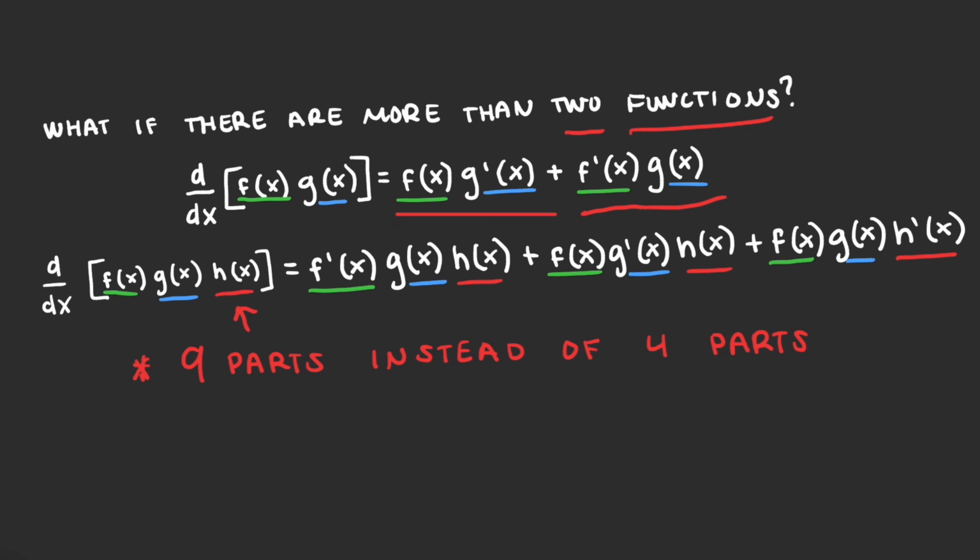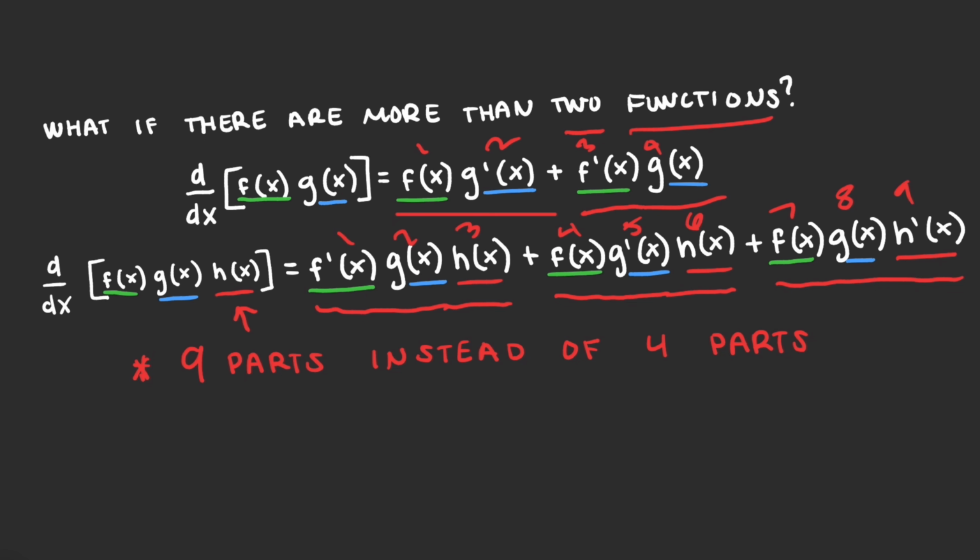So here we have f prime of x times g of x. That's exactly like our original, but we're going to add this third function, which is h of x. For the second part, it's f of x times g prime of x. Again, that's exactly how our original product rule was written. We're just going to add an h of x. And then for the final part, it turns into f of x times g of x times h prime of x. So we originally had 4 parts, which is 1, 2, 3, 4, and then it turns into 9 parts. 1, 2, 3, 4, 5, 6, 7, 8, 9.